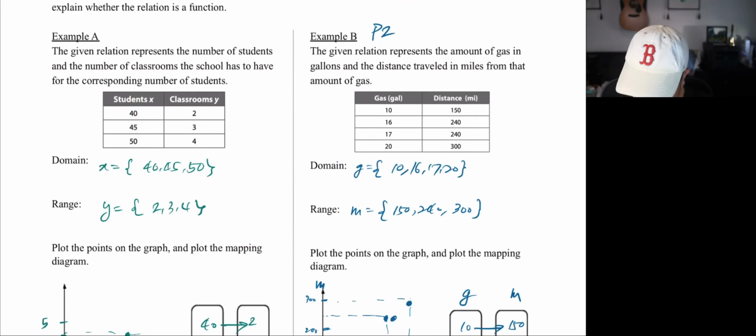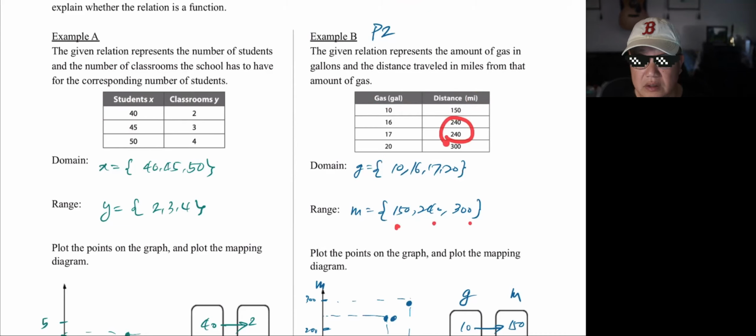For example B, my domain will be 10, 16, 17, 20 on the left-hand side. That would be the G as in gallon. Distance in miles, I decided to use the M, will be 150, 240, 300. Notice that there are two 240s, right? But when we list them as a range or domain, we only write them once.